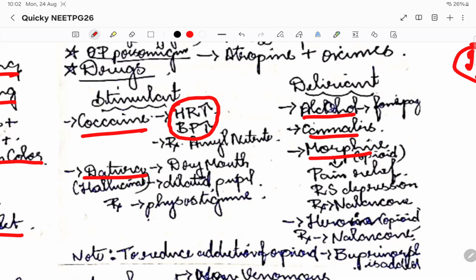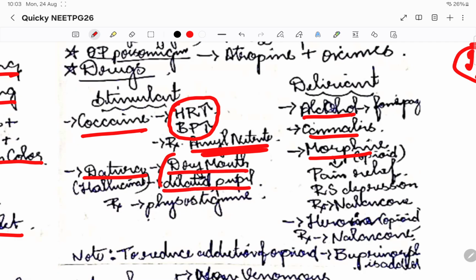We all learned this in psychiatry. So long-term cocaine users, those things will be there. But please remember, it is sympathetic where the heart rate and BP will be increased. Management is amyl nitrate. Then coming to datura, the datura flower. Please go and see an image of a datura flower so that you will be able to identify it. It has a dry mouth and dilated pupil.